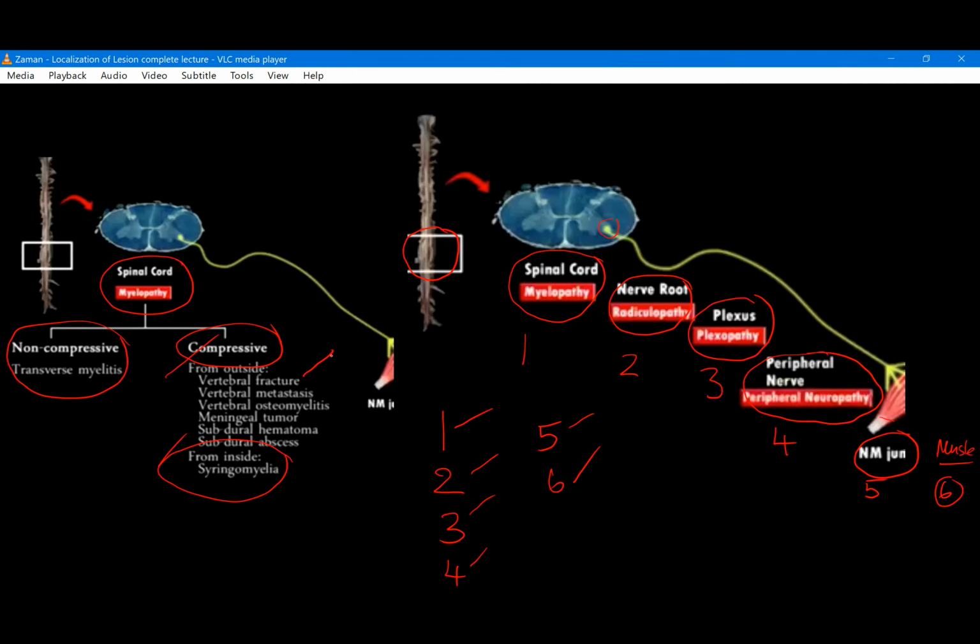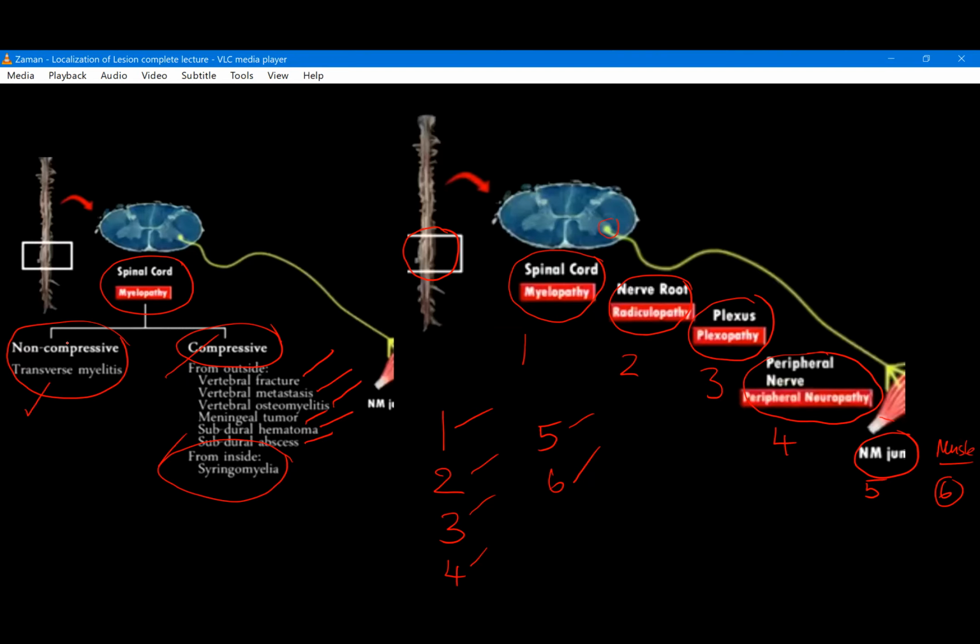Whereas compressive myelopathy could be a vertebral fracture, a disc prolapse, metastasis, or osteomyelitis like tubercular osteomyelitis, Pott's spine. Meningeal tumors, both malignant and benign like meningioma. It could be arachnoiditis or any of the meningeal inflammations, meningitis, and then subdural hematoma and subdural abscess. Vascular involvement mostly affects from within the cord.